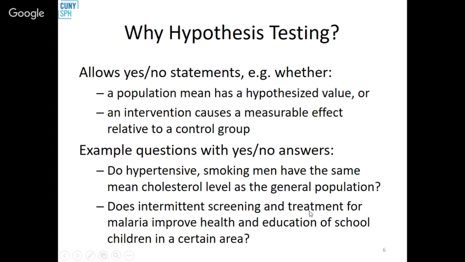Or does intermittent screening and treatment for malaria improve health and education of school children in a certain area? So this would be something like an intervention and control group. So you would have to have here both an intervention group with the screening and treatment and a control group without that, where you compare some measures of health and education of school children in some area. We're going to go into this example in some more detail.